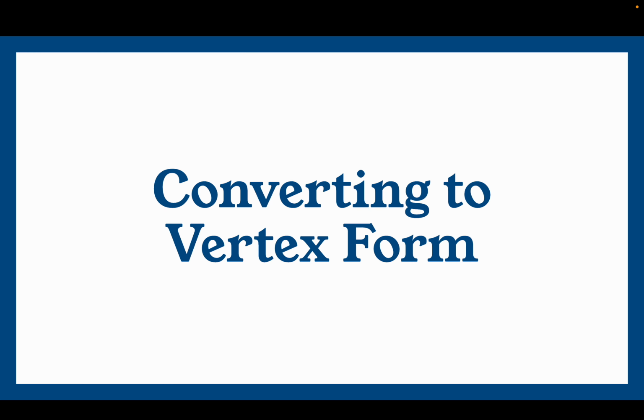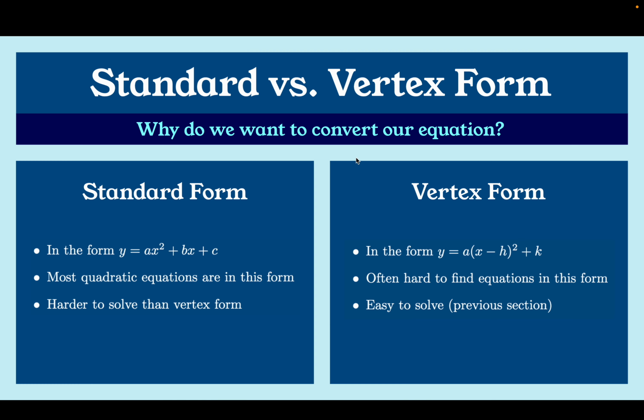Now that we know how to solve a vertex form equation, let us move on to converting to vertex form equations. There are two major forms of quadratic equations, the standard form and the vertex form. There is also the factored form, but for now, that is not important. Standard form quadratic equations are in the form y equals ax squared plus bx plus c, and they're very commonly seen when we're dealing with quadratic equations, such as when we're working with kinematics. However, they are harder to solve than vertex form equations.